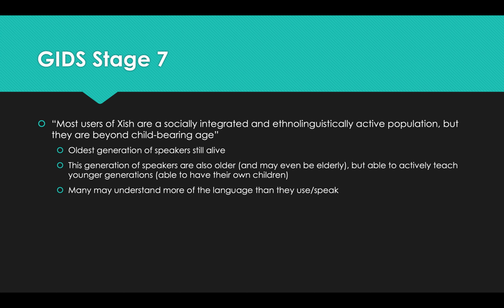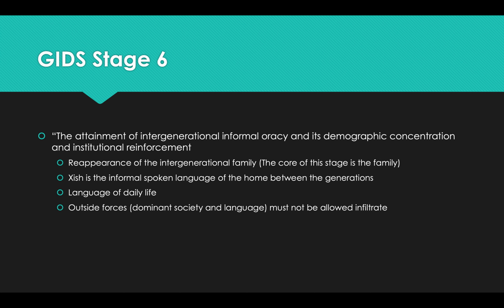All right, so now we're moving on to stage 6. And again, remember, it gets a little bit better with each stage. So the definition from the article is the attainment of intergenerational informal oracy. So this is spoken language. And it's demographic concentration and institutional reinforcement. Okay, so let's talk about this. We have the attainment of generational informal oracy.